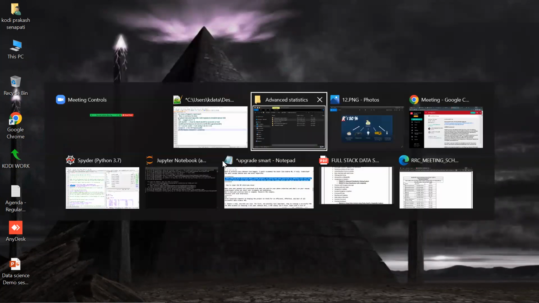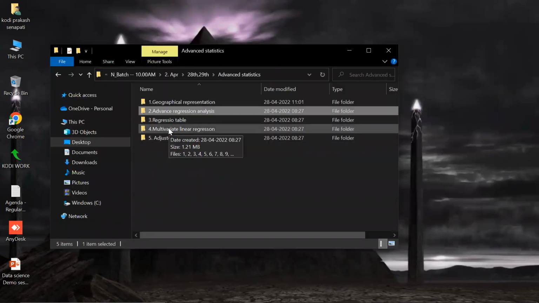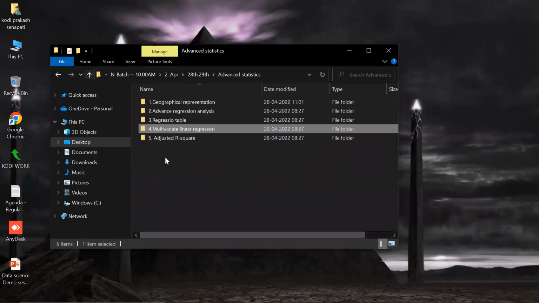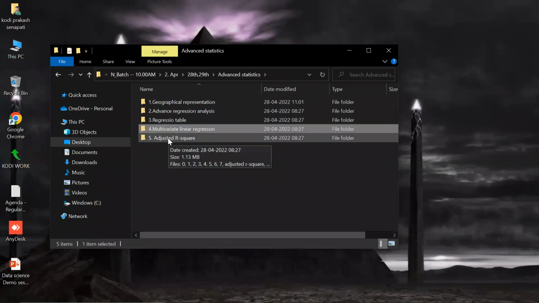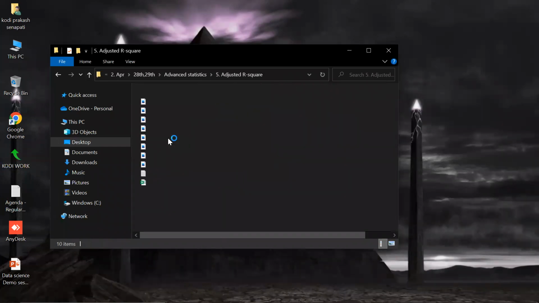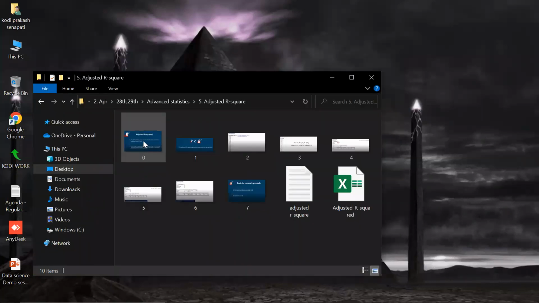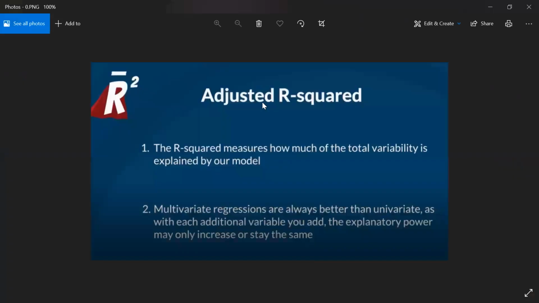Now the next one, multivariate linear regressions. I hope you know this. Before I go ahead, adjusted R squared. Do you know what exactly is meant by adjusted R squared, guys? In the model, you need to check R squared, which measures how much of the total variability is explained by a model. I will show you practically from next week onwards.